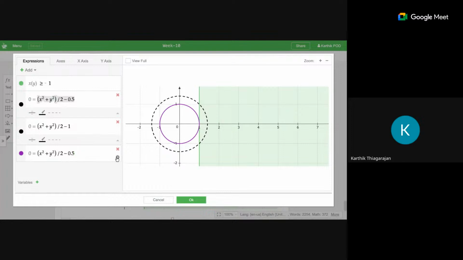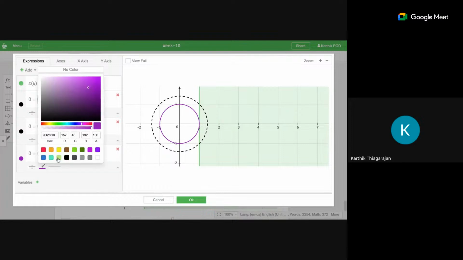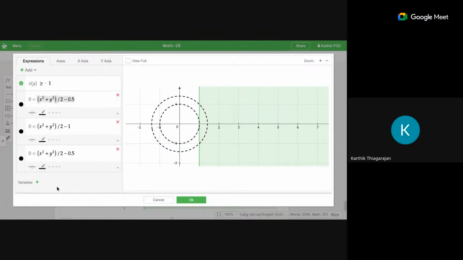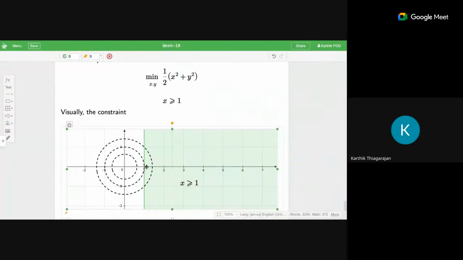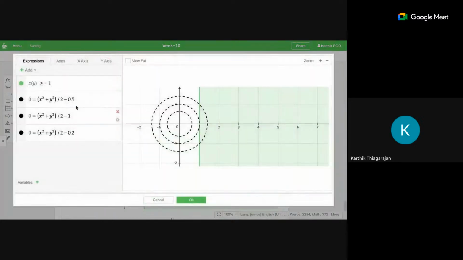Okay, so this is again black dotted, and this is maybe 0.25, or 2. So these are the contours of the objective. There are beads. Okay, so these are the contours of the objective, and this is maybe the particular contour where it's minimum.